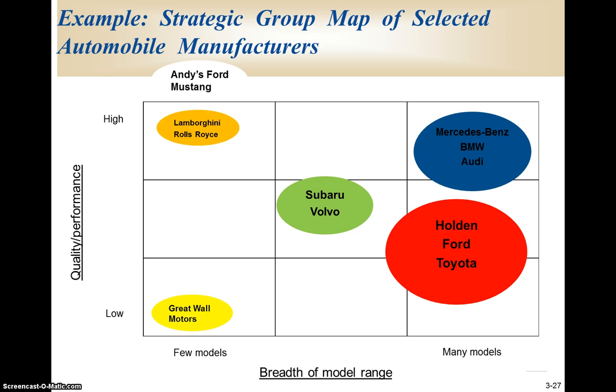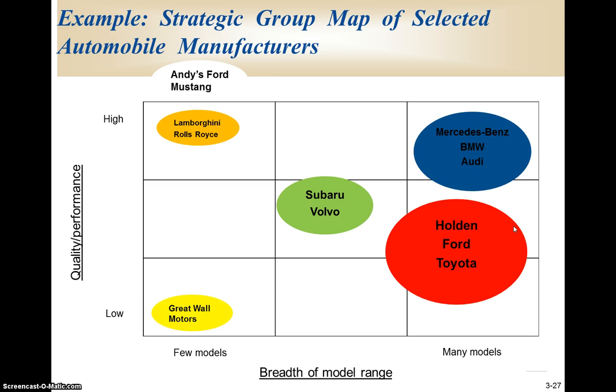The other thing before I get into it to note here, the size of the strategic group is depicted by the size of the circle that you use on your strategic group maps. So for example, if we start with this big red balloon over here, we've got Holden, Ford and Toyota. Certainly they would be within the same strategic group.